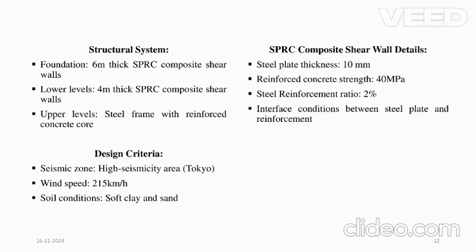The structural system of Tokyo Skytree incorporates 6-meter thick SPRC composite shear wall in the foundation and 4-meter thick SPRC composite shear wall in the lower levels, and steel frames with concrete core in the upper levels are used. It has been designed for high seismic zone with consideration for wind speed of up to 215 km per hour, soil condition comprising soft clay and sand.